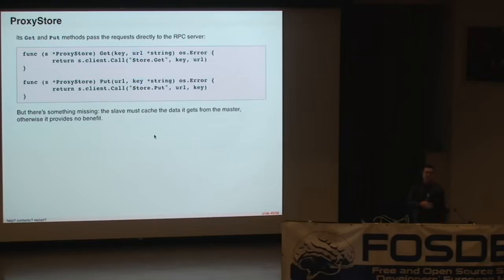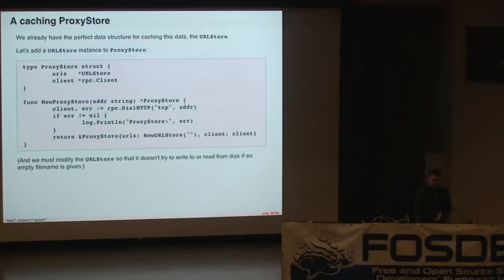So this is enough to implement a pass-through, but there's something missing. The slave has to cache some of this data. Otherwise, all it's doing is adding work. So we already have the perfect data structure in which to cache this data, and that is the URL store. So I'll add a URLs field to my proxy store struct, and then initialize it in my initializer function by invoking NewURLStore.